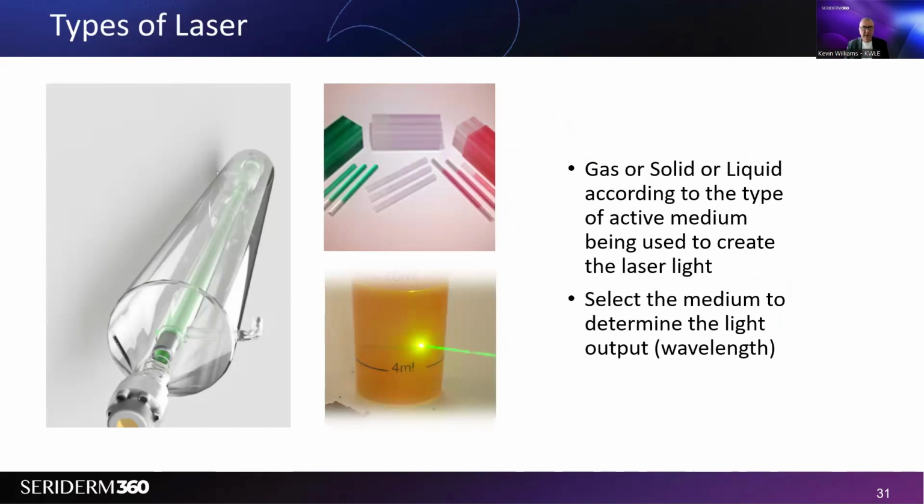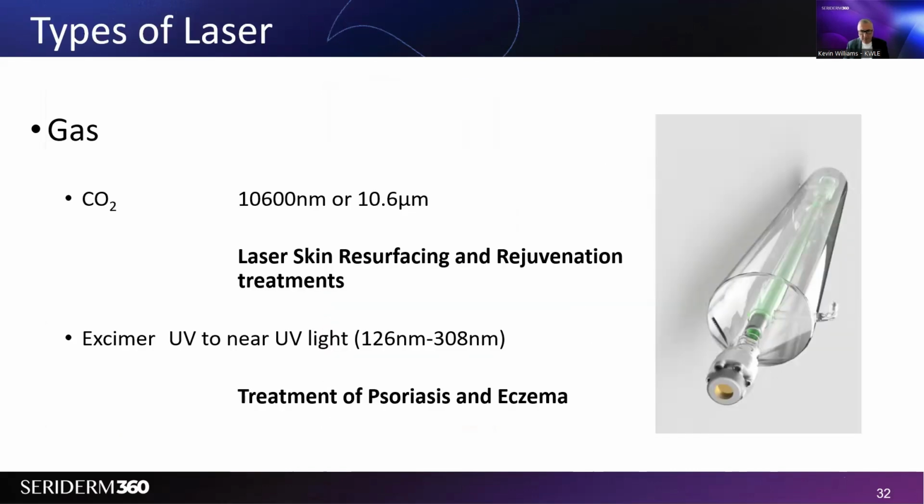And then you can get different types of lasers. So we can have gas, solid, or liquid. Okay. Gas lasers are the ones you see in a CO2 laser for laser rejuvenation or skin resurfacing. They're also used in excimer lasers. And this is where there's a gas in the tube. We put 10,000 volts across the gas, and that excites a photon, and we get photon amplification taking place in the same way we've already talked about.